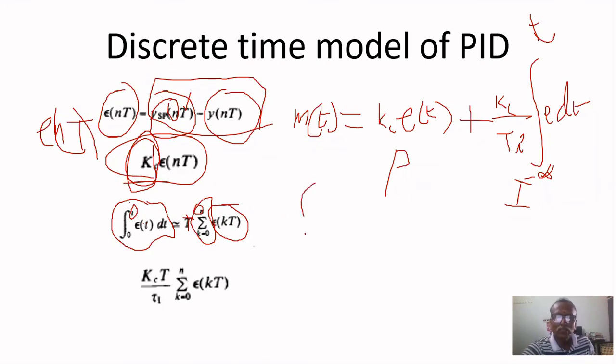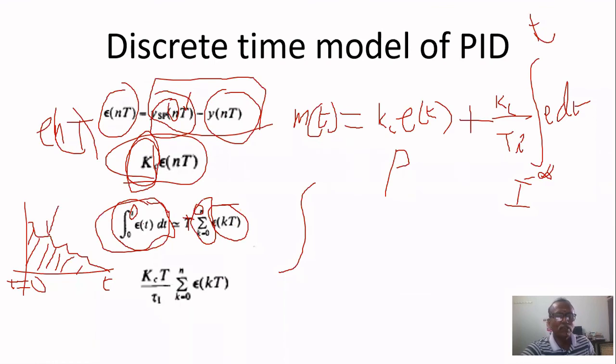Why? Because, for example, I am having an error signal like this. If you integrate from t equal to 0 to t equal to t, you will get the area under the graph. So the integral of e(t) dt means this is e(t) on the y-axis. If you integrate this from 0 to t, you will get the area under the graph.